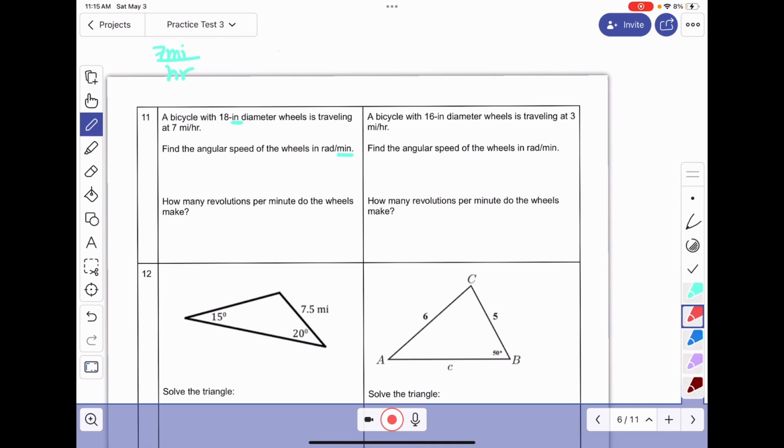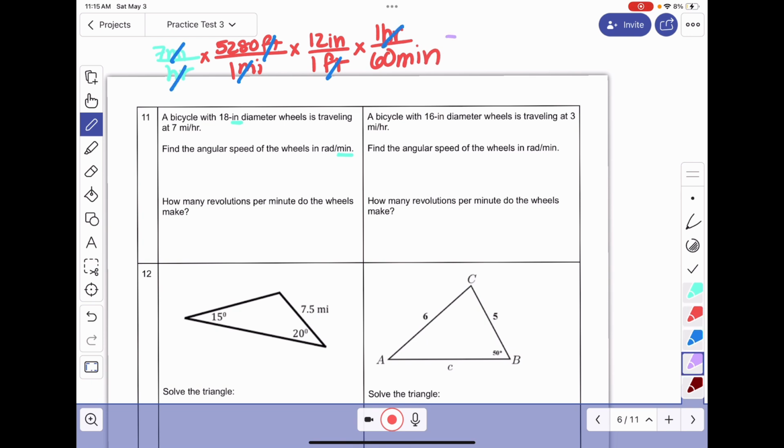So I know for miles that 5,280 feet are in 1 mile. So that cancels out the miles. Now I know that there are 12 inches in 1 foot. So that's going to cancel out the feet, and I have the inches I want. For hours, I know that 1 hour has 60 minutes. So that cancels out the hours. And now I just have to multiply these fractions together.